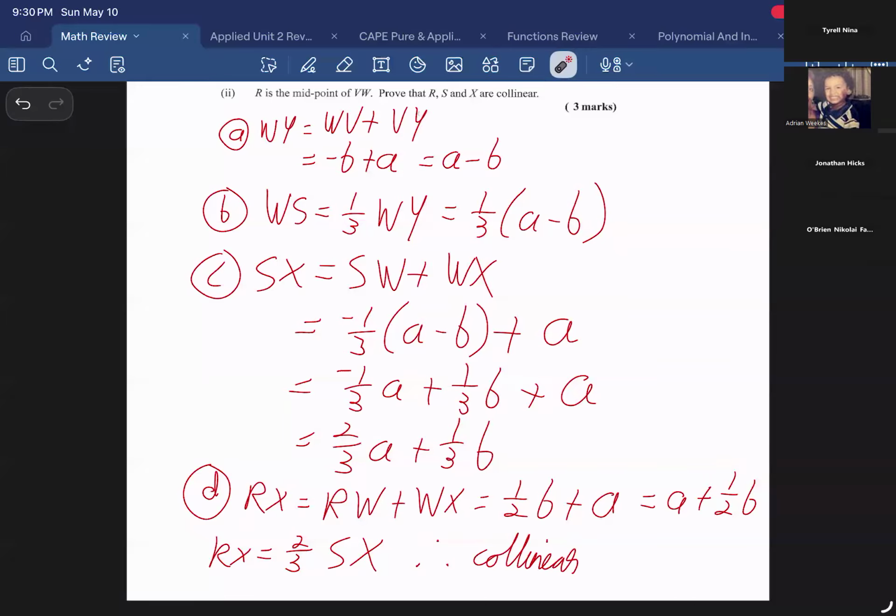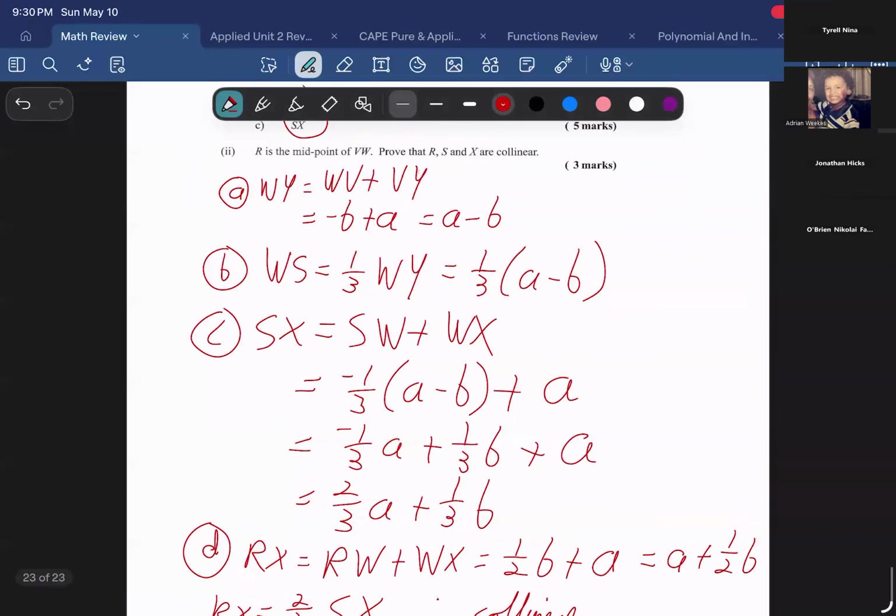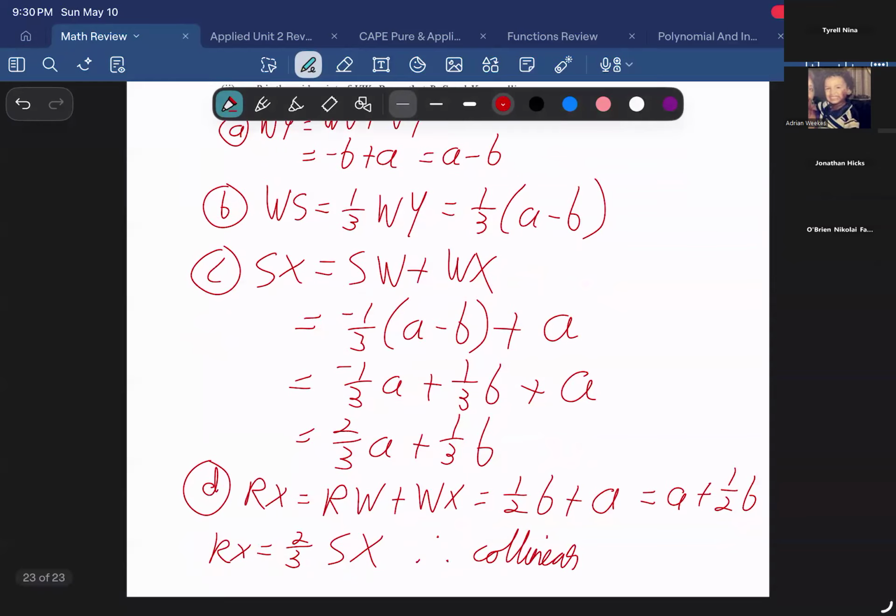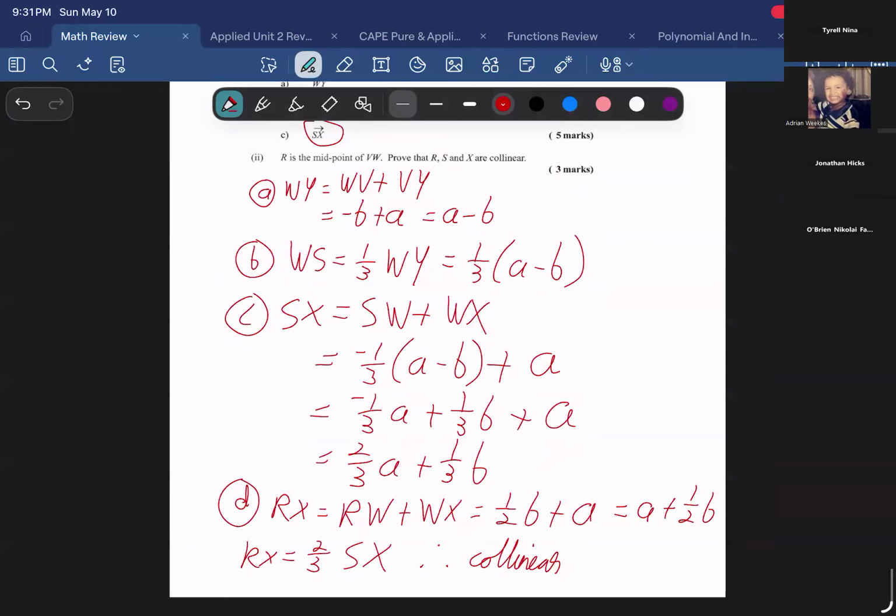As Xavier said, you could have also done RS and SX. It didn't matter, right? Once you prove one is a multiple of the other.